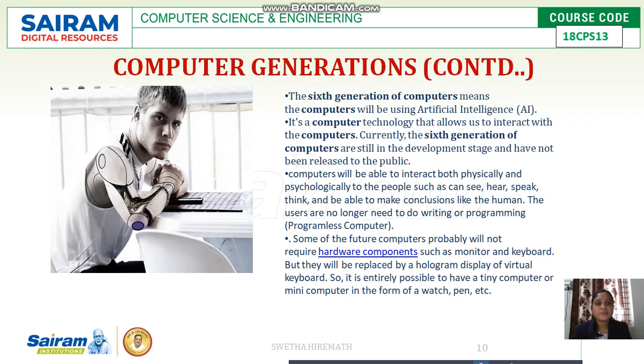The sixth generation computers will be using artificial intelligence. It's a computer technology that allows us to interact with the computers. Currently the sixth generation of computers is still in the development stage and has not yet been released to the public. Computers will interact both physically and psychologically with people, such that they can see, hear, speak, think, and make conclusions like human beings. Users no longer need to do writing or programming. That is, these computers will be programless.